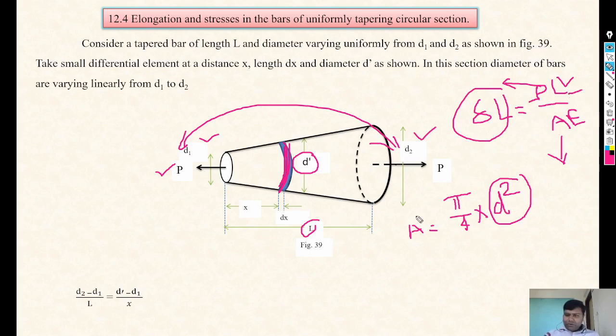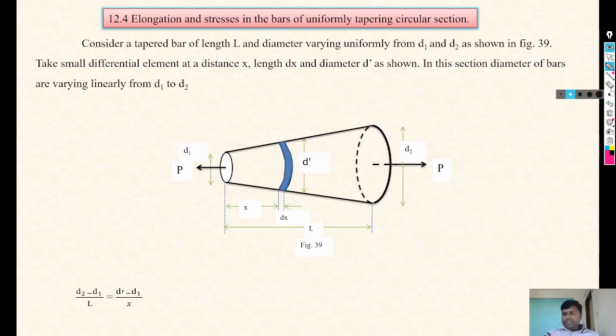L also we know, but we have to focus on the area of the tapering section by considering this small element. So the main aim is what? To calculate the area. So let's get started with the calculation of A. The diameter is varying from d1 to d2.